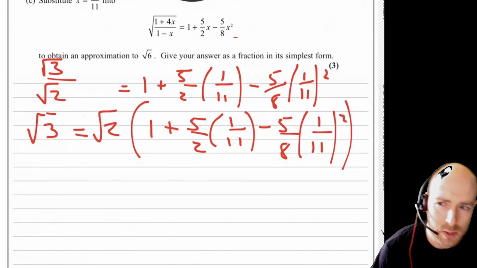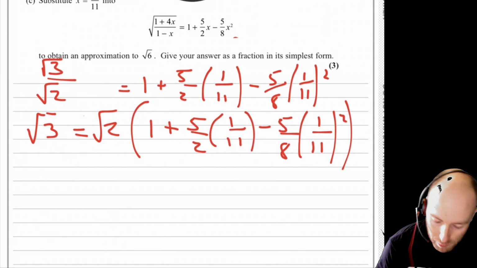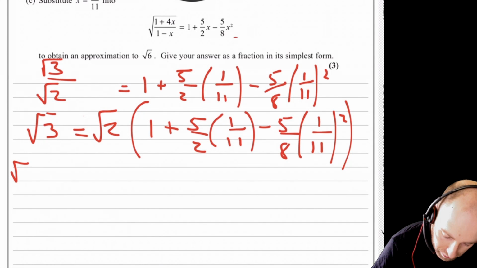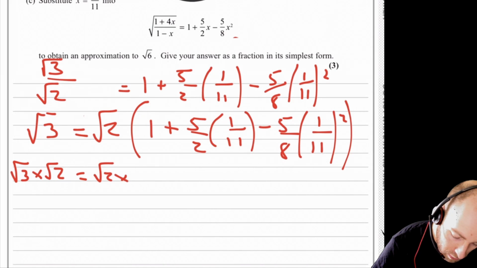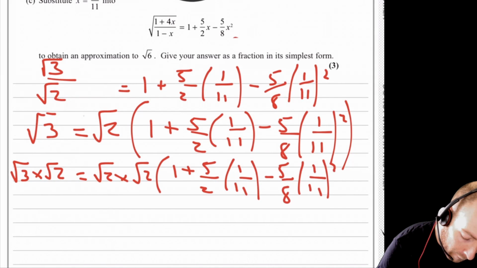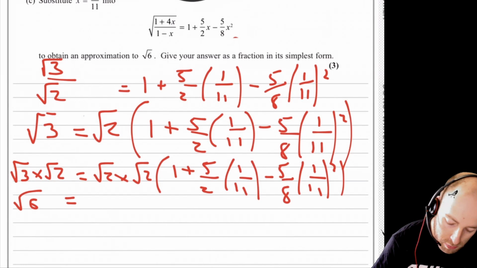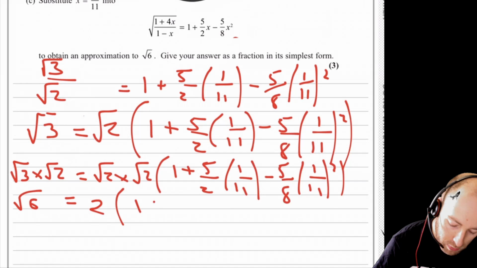Still not quite root 6. What do I need to times root 3 by to get root 6, though? Root 2. So if I times both sides by root 2, root 3 times root 2 is root 6. Root 2 times root 2 is 2. And we got all the stuff.